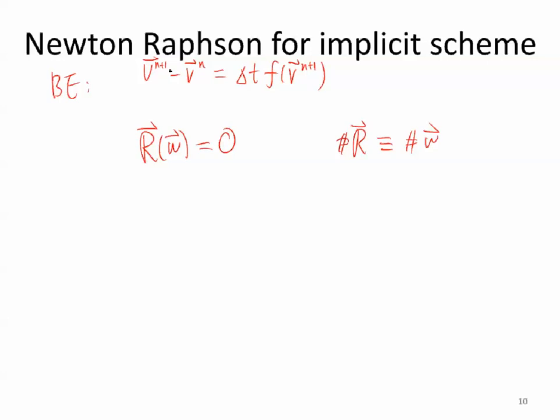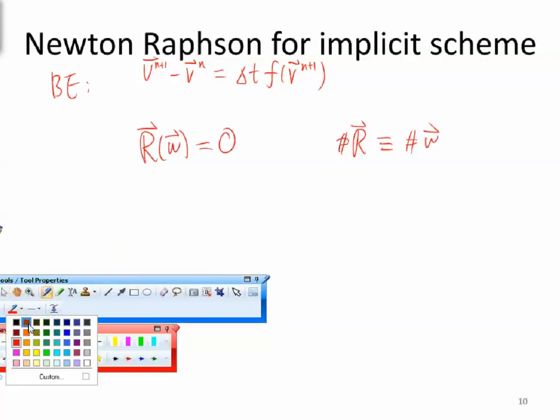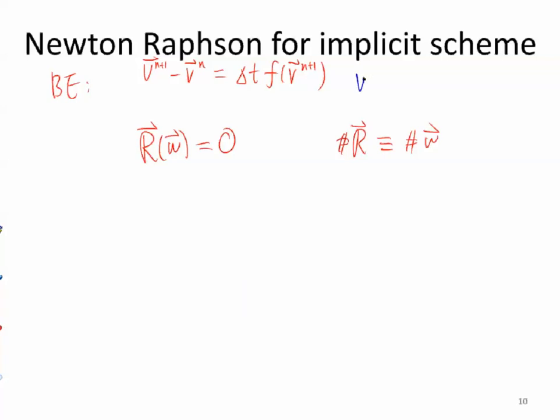It's like a circular algorithm, right? If it's an explicit scheme, I can do v n plus 1 equal to v n plus delta t f of v n. For forward Euler, this is v n, and I can just plug in v n and compute v n plus 1. But if it's backward Euler, I don't know v n plus 1 to start with. How can I compute v n plus 1?